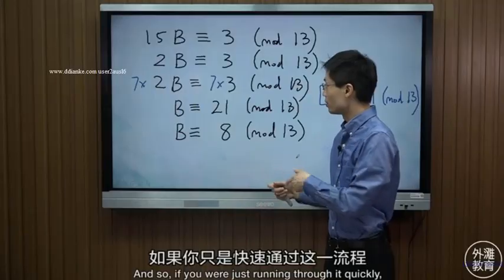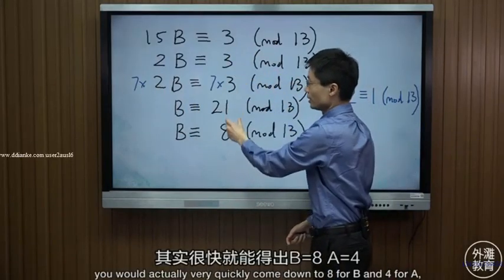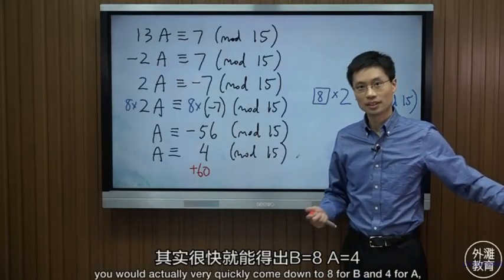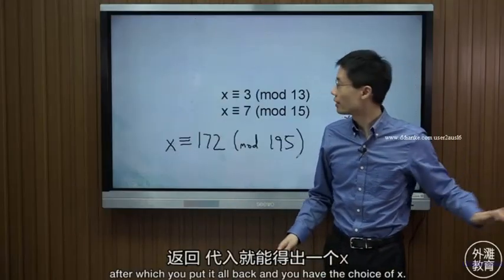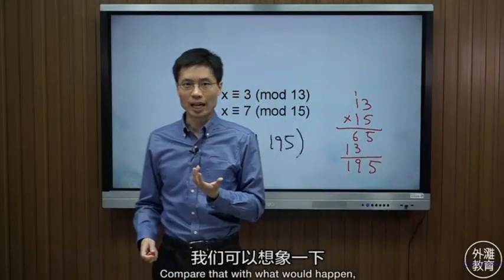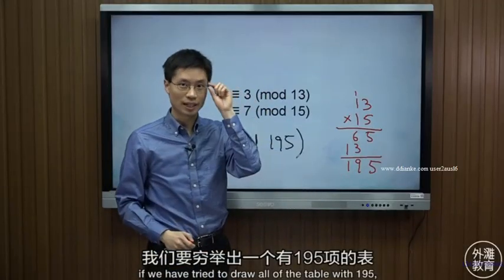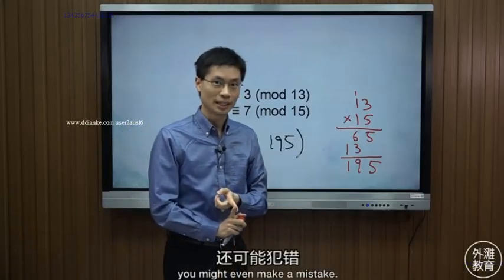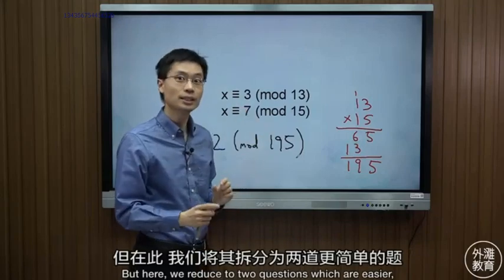And so, if you were just running through this quickly, you would actually very quickly come down to 8 for b and 4 for a, after which you put it all back and you have the choice of x. Compare that with what would happen if we had tried to draw all of the table with 195. That would be very long. You might even make a mistake. But here, we reduce to two questions which are easier.